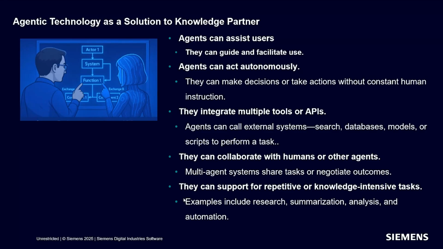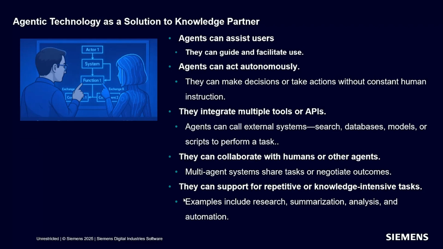They can guide and facilitate use. They can make decisions and take actions without really constant instructions. They can be used to integrate multiple tools. So that's kind of cool, is that I could have the agent do something on my behalf, go get and gather information. They can also be made to collaborate with other agents. And they also can do some very repetitive things over again, because you can set a whole bunch of information in a prompt and it could automate the whole prompts.